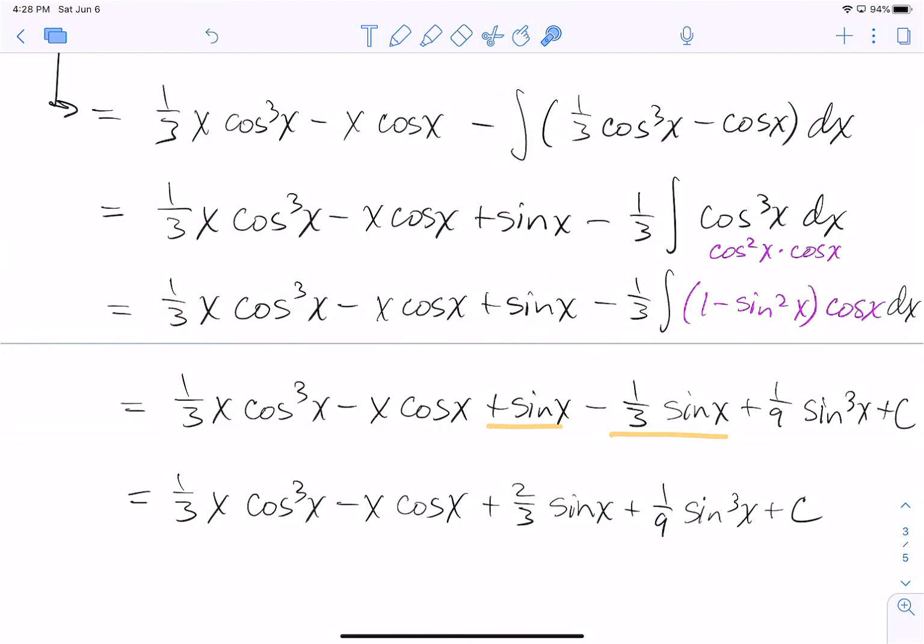And then integrating sine squared of x cosine of x, we use the power rule. The 1/3 in front of the integral combines with the 1/3 from the power rule. We end up with plus 1/9 sine cubed of x plus c. We see that we have a sine of x minus a 1/3 sine of x. And so our final answer is 1/3 of x times the cosine cubed of x minus x times the cosine of x plus 2/3 times the sine of x plus 1/9 times the sine cubed of x plus c.